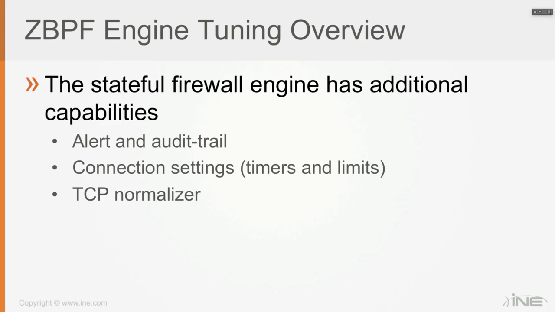So the additional capabilities that we can use to actually tune the overall security, to make the security stronger on the firewall, is that we can have what is called alert and audit trail. We can tune the engine's connection settings, timers and limits, and the TCP normalizer. Of course, there are a couple more than this, but again, for the CCNP track this is what you should know.